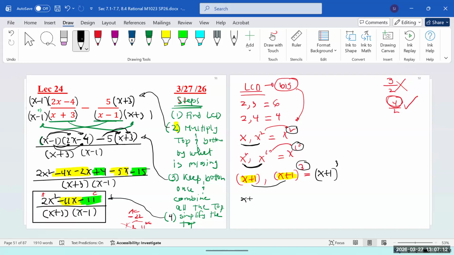Now let's see, you have x plus 1 and x minus 1. What's the LCD? Both of them. X plus 1, x minus 1. Don't try to multiply them, just take them. If they are different like that, you have to take both. Just take both.